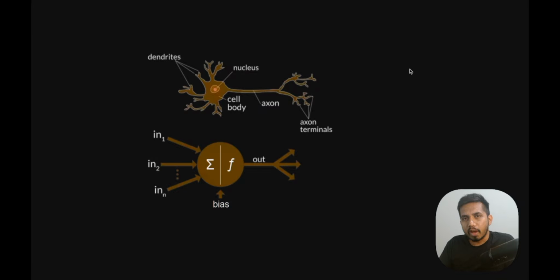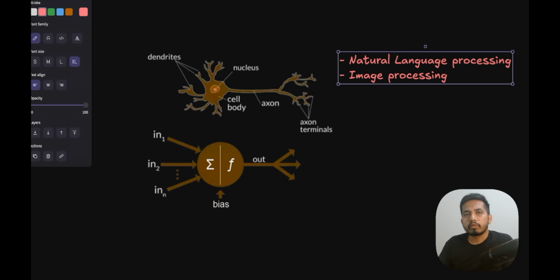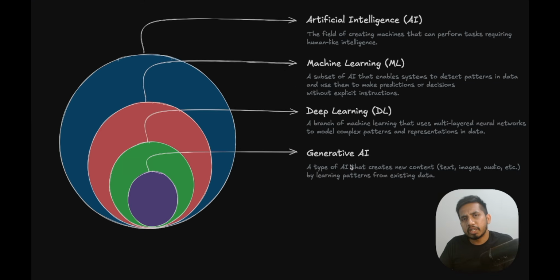Deep learning is a very vast subject. We will discuss it in depth in upcoming videos, but let me explain some use cases. For example, natural language processing and image processing come under deep learning. Generative AI is a subset of deep learning where we use some specialized algorithms and techniques and train the models with tons and tons of data, and then we use them for the creation of completely new things.